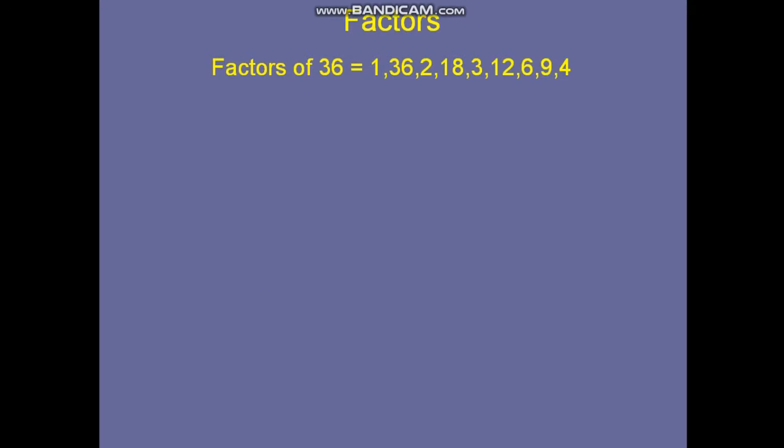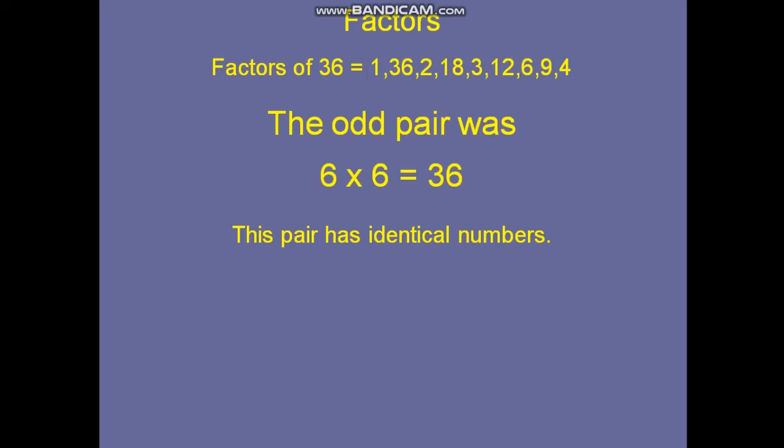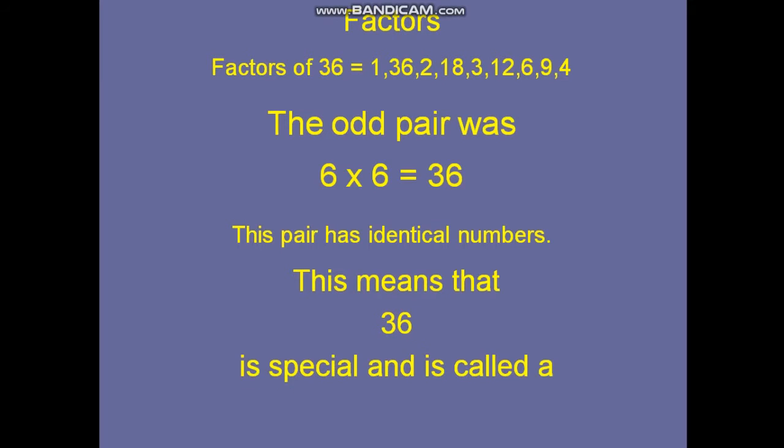The factors of 36, as we just said, and the odd pair was 6 by 6 is 36. The pair has identical numbers. So whenever the pair has identical numbers, that's an odd pair. All of this is not important, but just to stick in your mind. This means that 36 is special and called a square number.